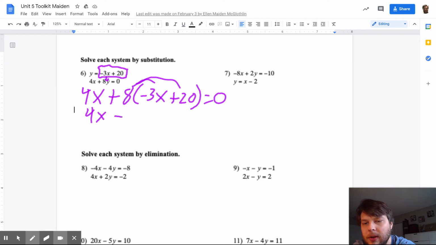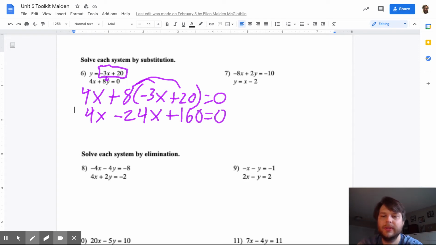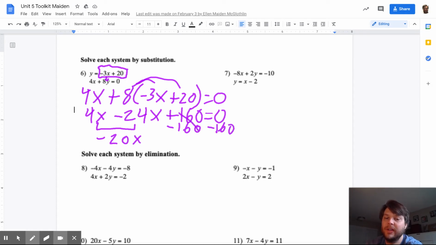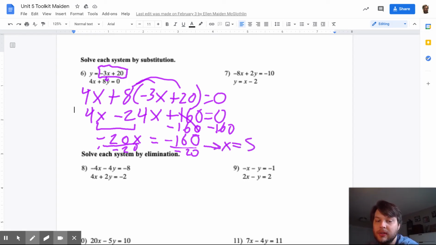So I have 4x, 8 times 3, minus 24x, 8 times 20, plus 160, equals 0. Combine my like terms. So I have negative 20x, and I'm going to subtract 160 to get rid of the 160. So negative 20x equals negative 160. From there, all we have to do is divide by negative 20 on both sides. So that tells me that x equals 8.